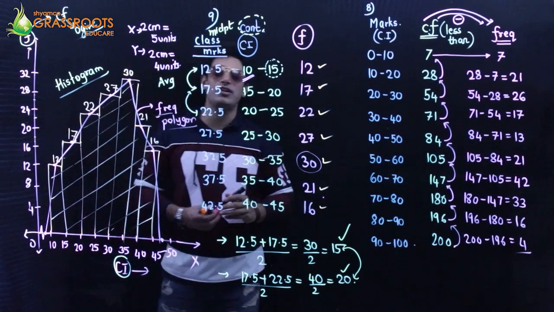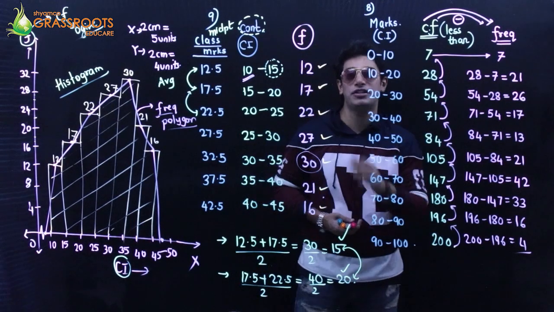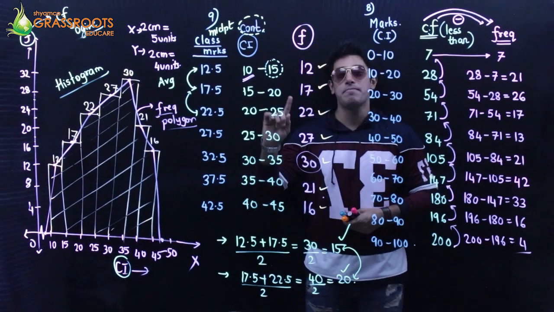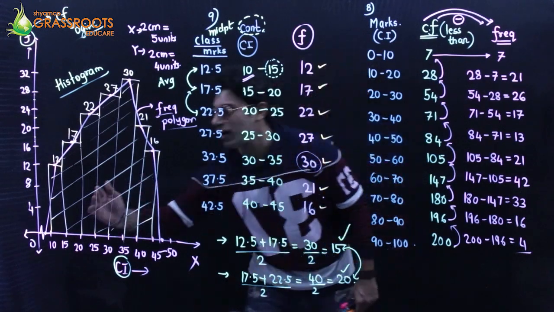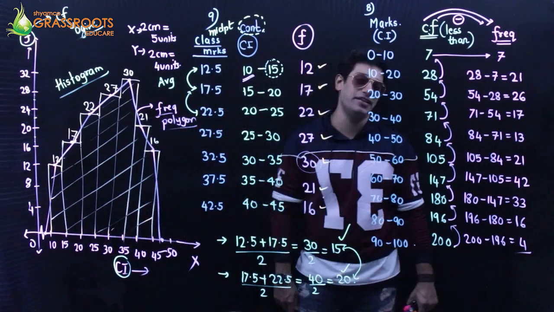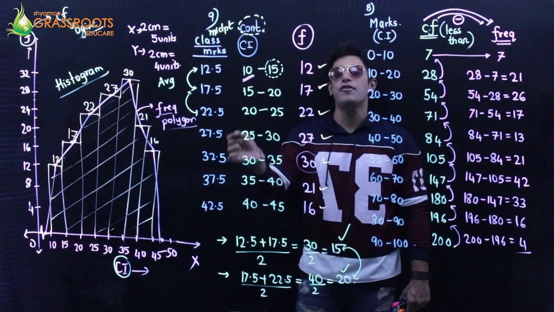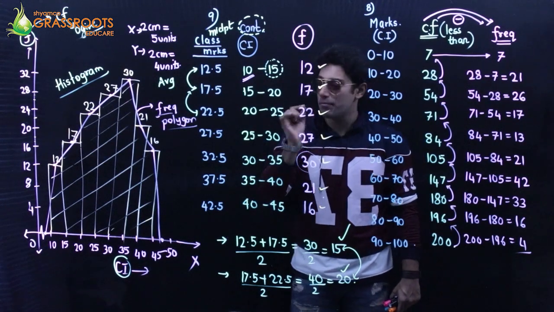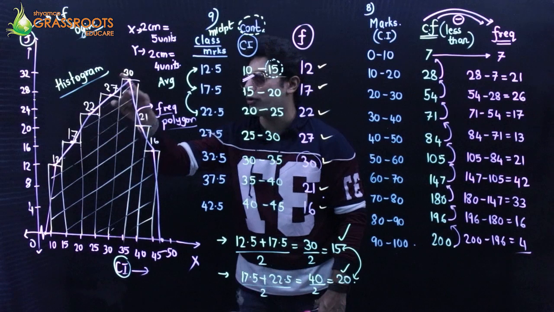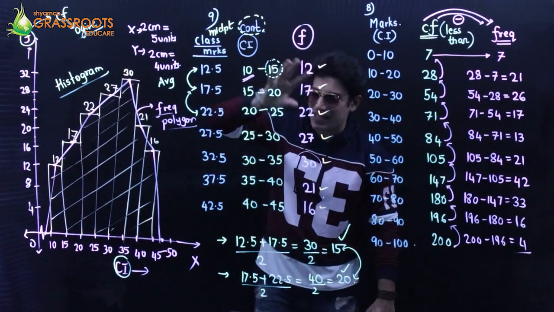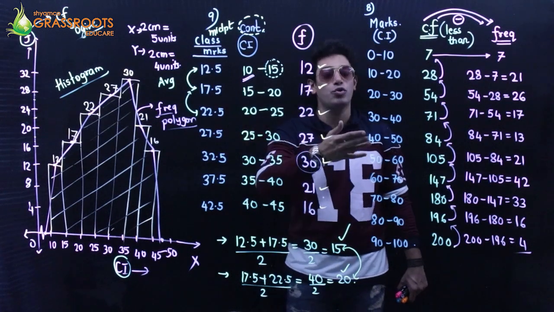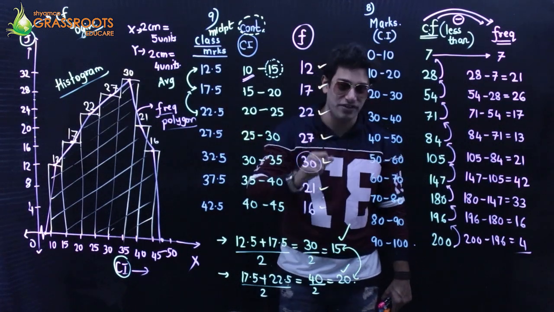So frequency polygon is nothing but the center point, the midpoint of the buildings. Buildings means the histogram. That's it. And we take one ahead and one behind to complete the frequency polygon, because you cannot have the frequency polygon in the air. So just go through this. For the same question, we are also going to look at the ogive.